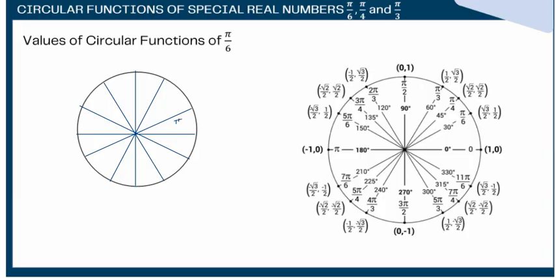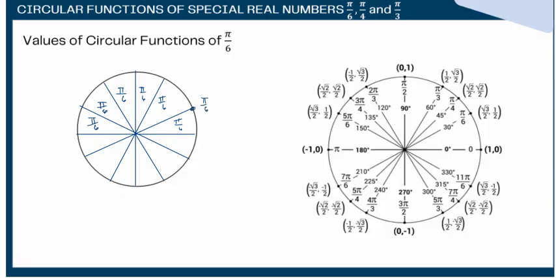So this is pi over 6. This is pi over 6. This is pi over 6. This is pi over 6, and so on and so forth. And then we do that to locate the values or multiples of pi over 6, or multiples of the special real number pi over 6. So that would be starting from here. So this is pi over 6.